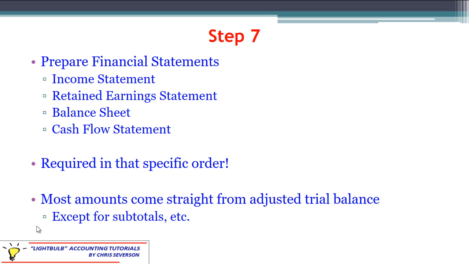So basically, they are required in that specific order, those 4 statements, and most of the data is going to come from the adjusted trial balance, except for those subtotals and totals, and obviously the links that I just talked about between each of the four statements.